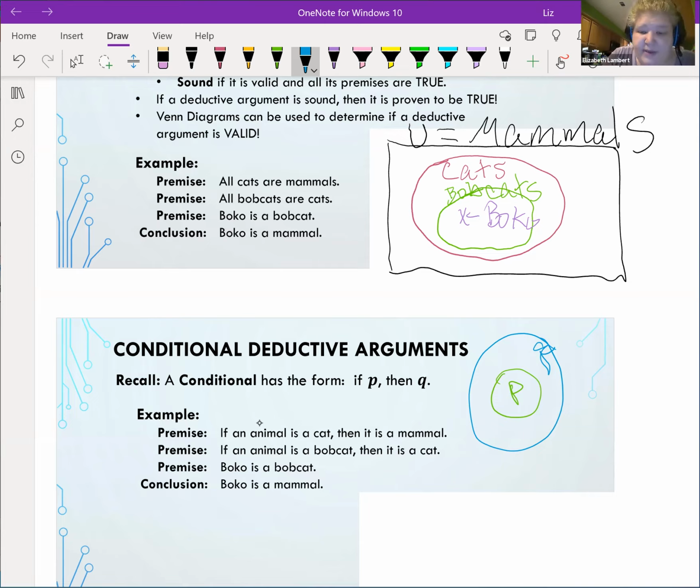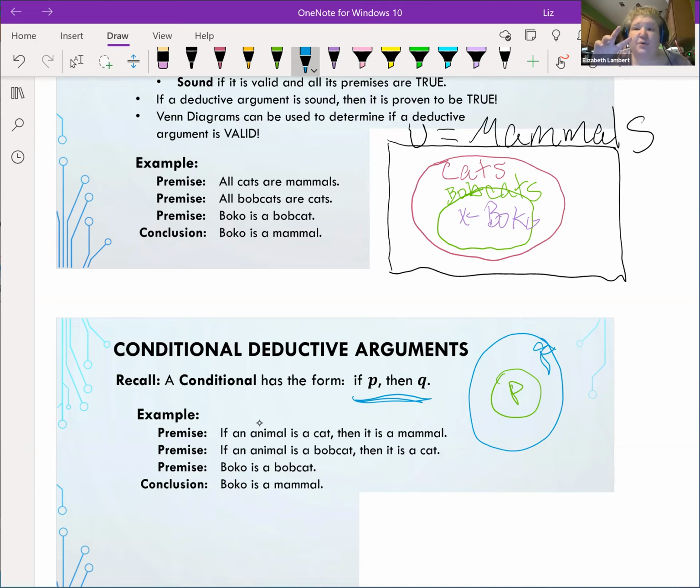If an animal is a bobcat, then it is a cat. All bobcats are within cats. Boko is a bobcat. Put another mark. Boko is a mammal. Conclusion. So it follows the same way. It's just our premises are written slightly differently, but we still get the same conclusion. So if you have a conditional, then you can set up this subset relationship.